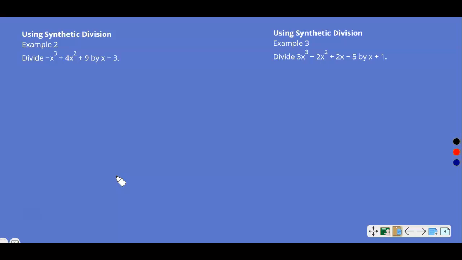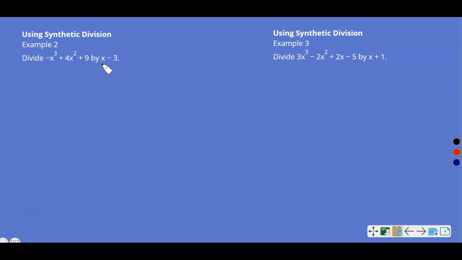So if you have a polynomial that is divided by something in the form of x minus k, k is just some constant, then you can use synthetic division to divide and simplify your expression. So let's get started. The first thing about synthetic division is we're looking at just the constant terms. So we're going to pull out the numbers from the polynomials to set it up.